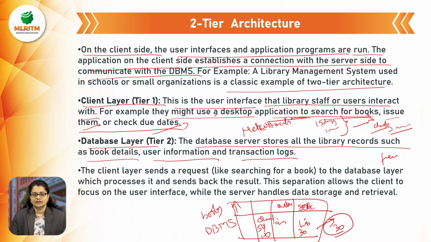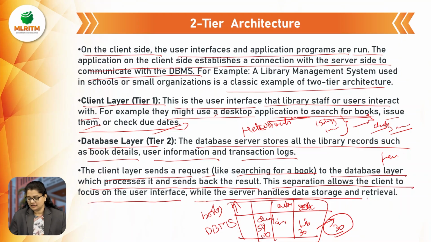Here the client layer sends the request, searching the book, to the database layer, which processes it and sends back the result. This separation allows the client to focus on the user interface while the server handles the data storage and retrieval. So we send the request, it checks the process, whether it is available in the stock. Automatically we can retrieve the data from the database management system, that is, the library management system.